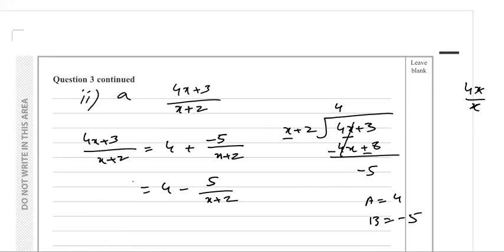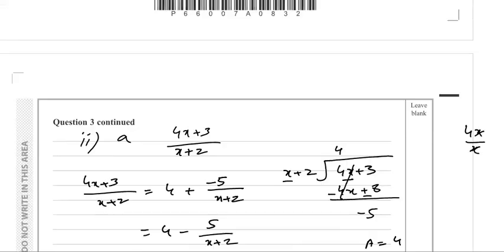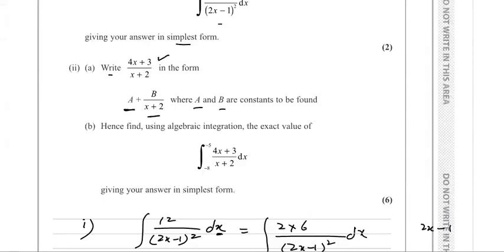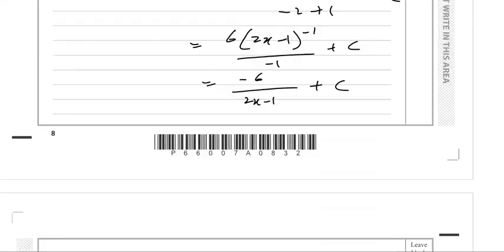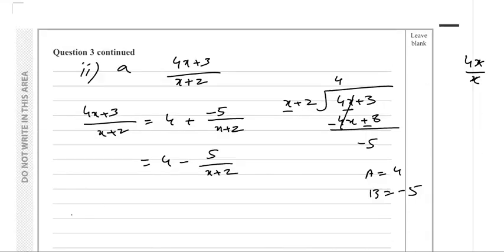That we found. This was our part 2a. We wrote it in that form. And already this partial fraction has been made. No need to go for the partial fraction because already the value of a and b we found. Then part B is saying, and hence find using algebraic integration the exact value of this one. I mean, you have to integrate now this one from -8 to -5.